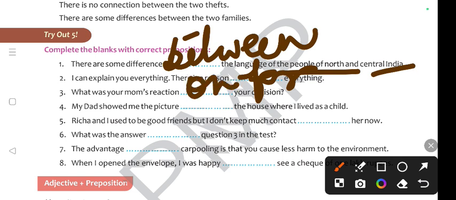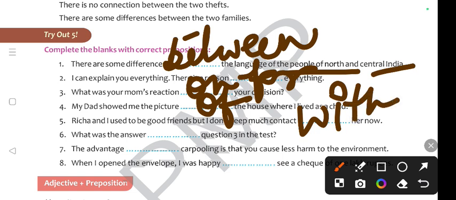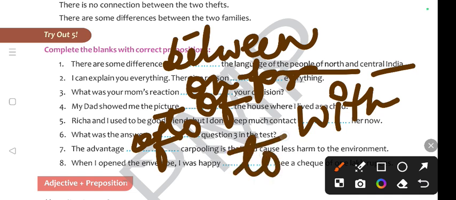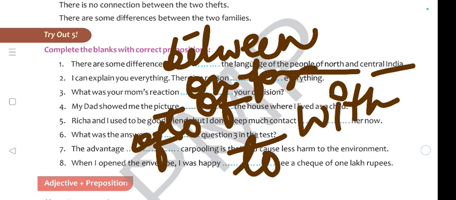My dad showed me the picture of the house where I lived as a child. Richa and I used to be good friends, but I don't keep much contact with her now. What was the answer to question 3 in the test? The advantage of carpooling is that you cause less harm to the environment. When I opened the envelope, I was happy to see a check of 1 lakh rupees.